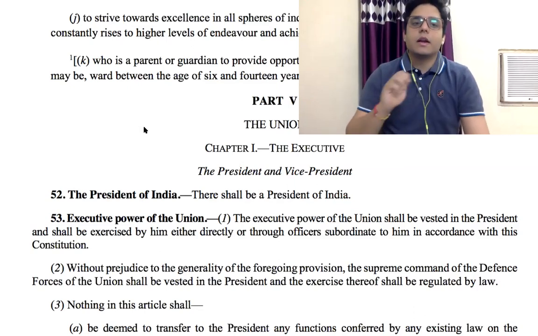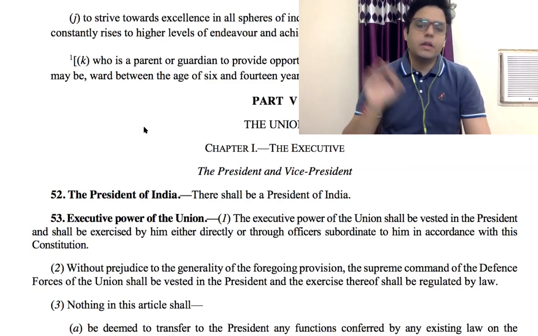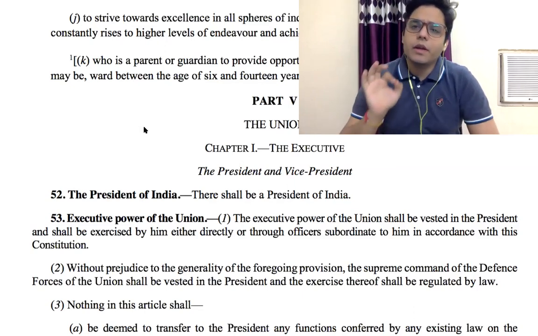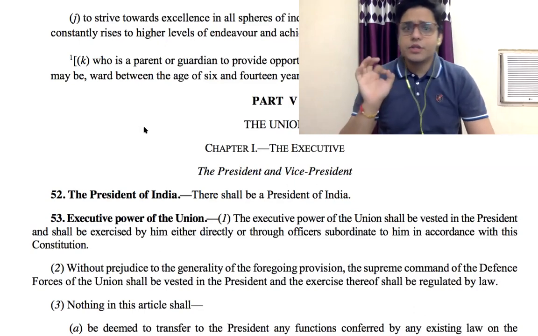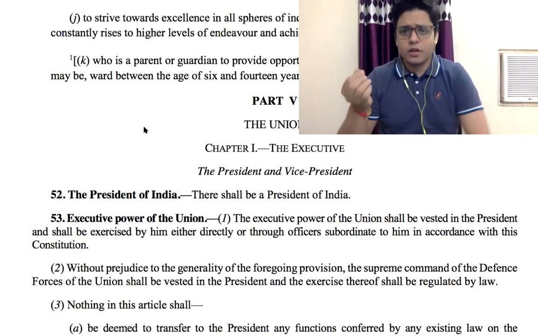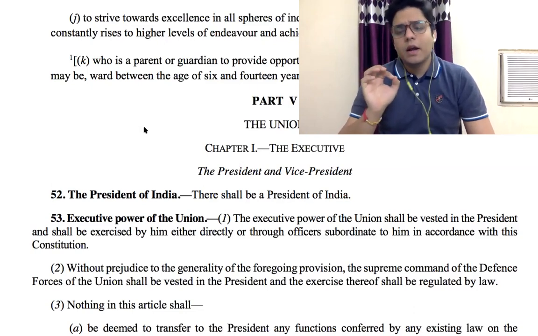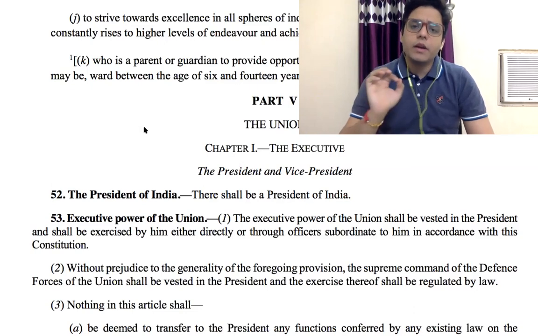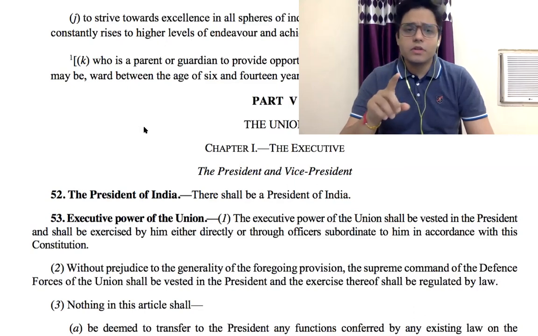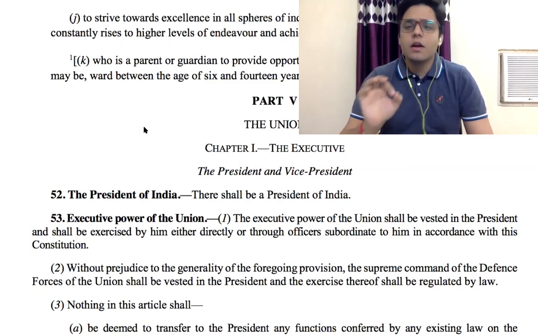The first article, Article 52, provides for the post of the President of India. It simply says, no ifs and buts, no rules and regulations, that there shall be a President of India. What Article 52 does is establish the office known as the office of President of India. It has been made mandatory that for proper functioning, there shall be a President of India at all times.